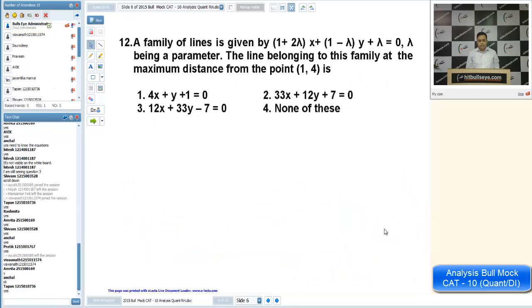Okay, the next question is, a family of lines is given by 1 plus 2 lambda x plus 1 minus lambda y plus lambda equal to 0, where lambda is the parameter. The line belonging to this family at the maximum distance from point (1, 4) is. So should I explain this question?